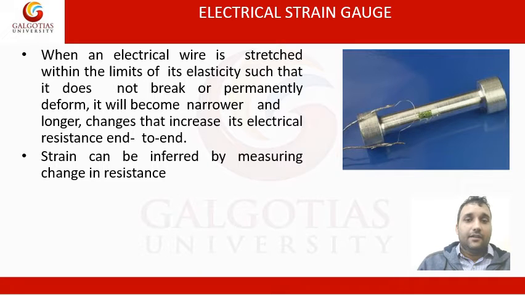Next is the electrical strain gauge. When an electrical wire is stretched within the limit of elasticity, such that it does not break or permanently deform, it will become narrower and longer. This change increases the electrical resistance end to end. The strain can be inferred by measuring the change in resistance.